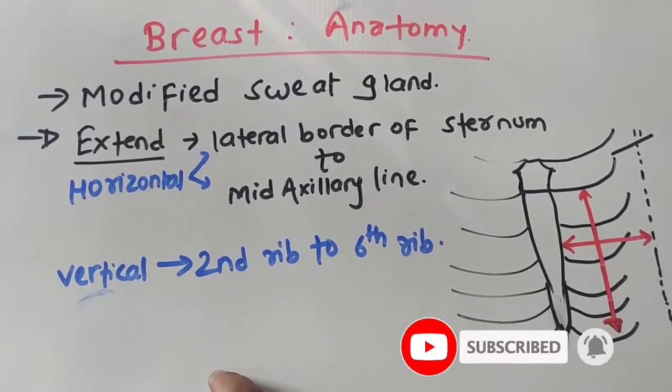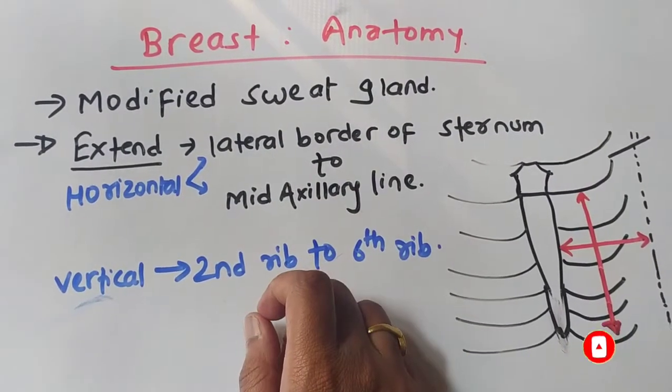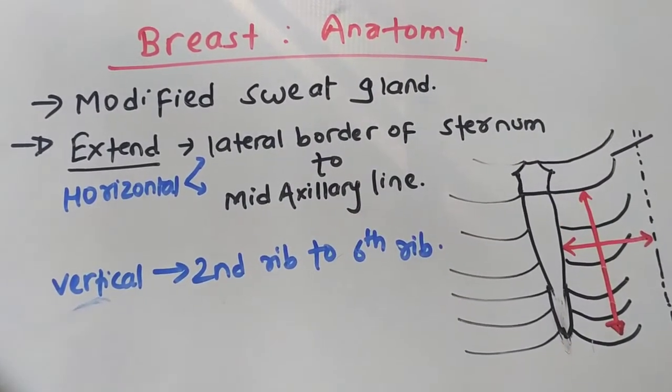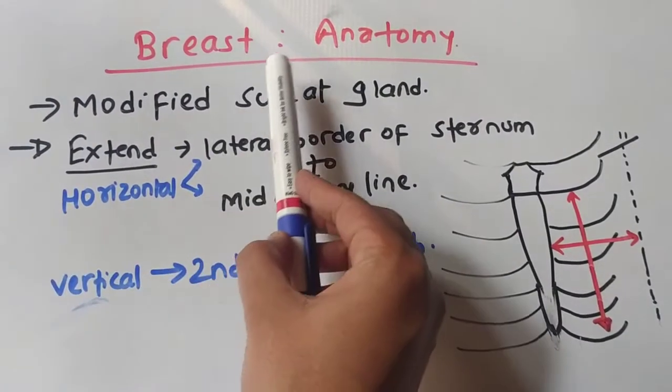Today we will be talking about the anatomy of the breast. So first and foremost, what is a breast? The breast is actually a modified sweat gland.